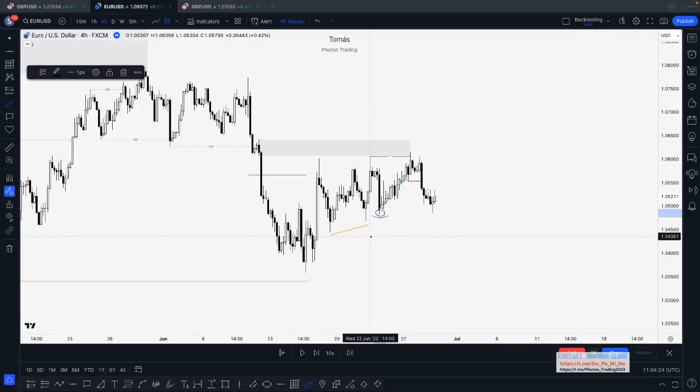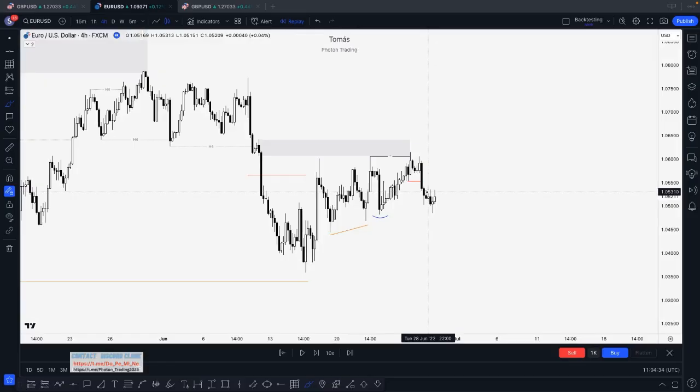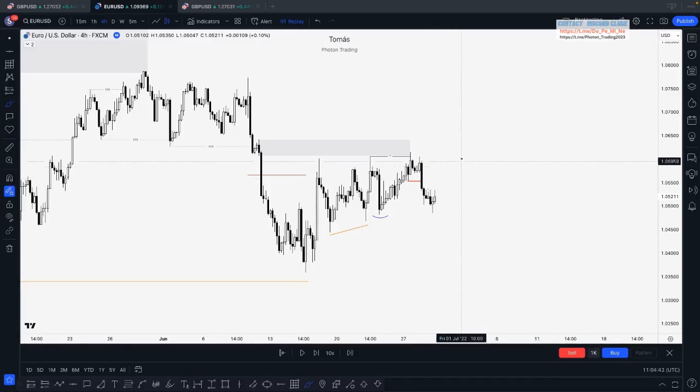I will not and will never recommend you taking trades from weak legs. This is a weak low. I'm not looking for longs, never. Or at least 90% of the times, or 95% of the times, I won't take it. The only possibility is if suddenly this high would be weak as well, but it's a little bit more complex.